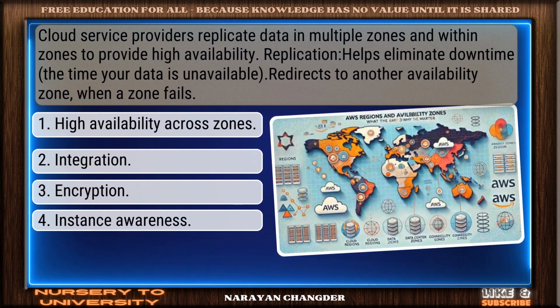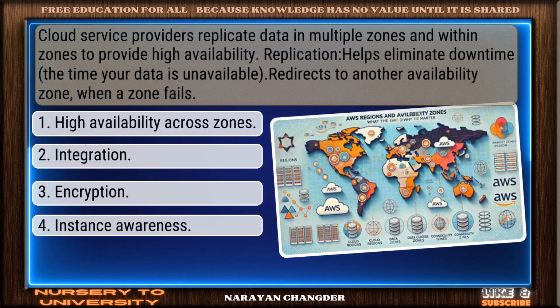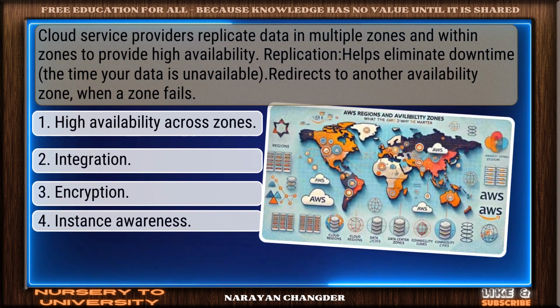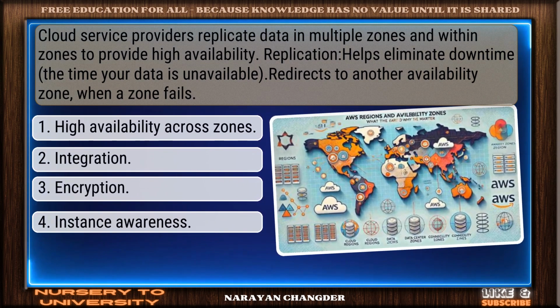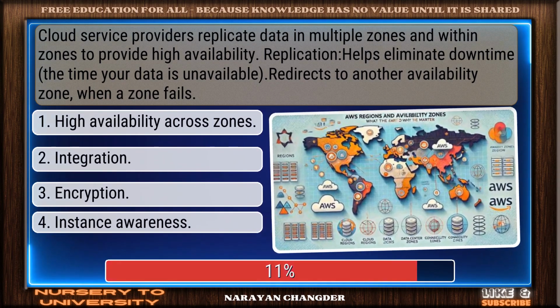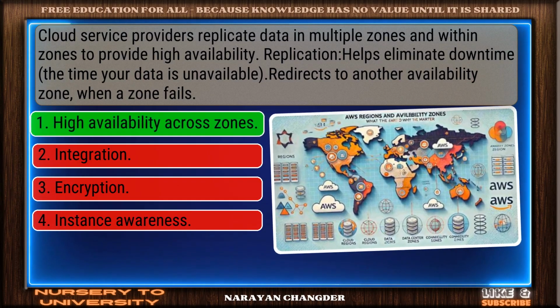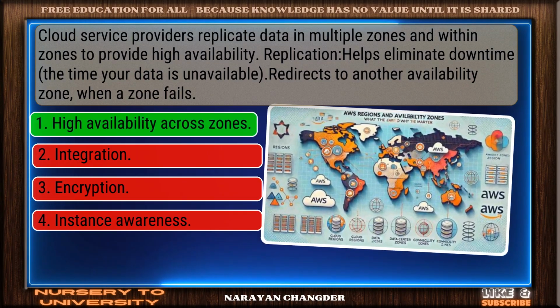Question number 2. Cloud service providers replicate data in multiple zones and within zones to provide high availability. Replication helps eliminate downtime. Redirects to another availability zone when a zone fails. Nicely done. High availability across zones is a solid answer.